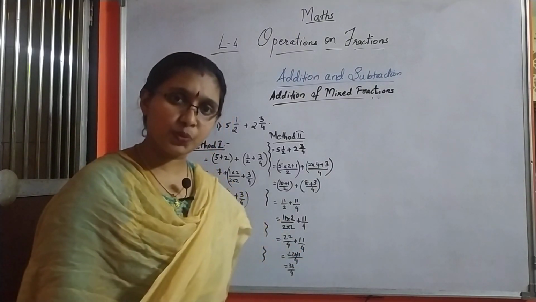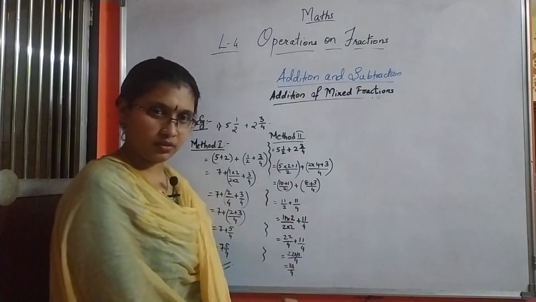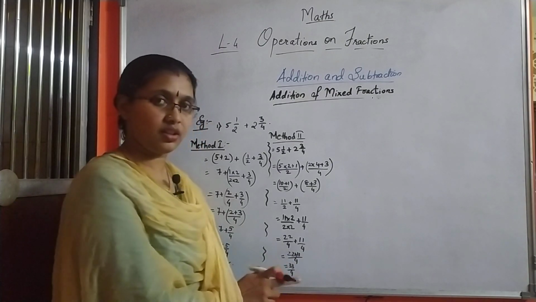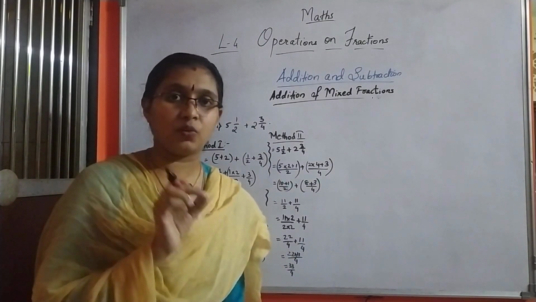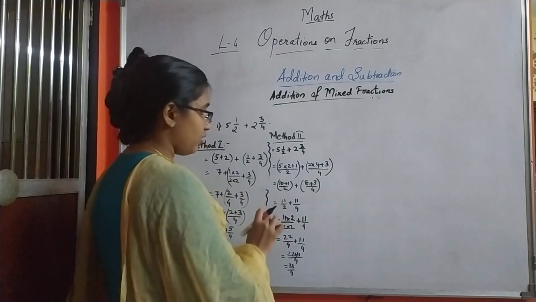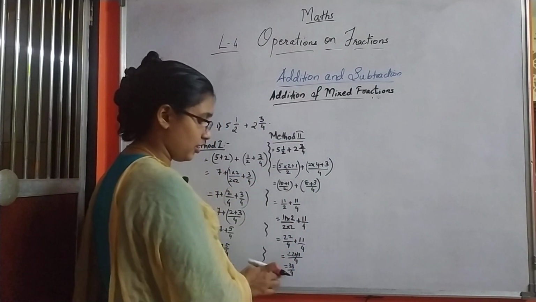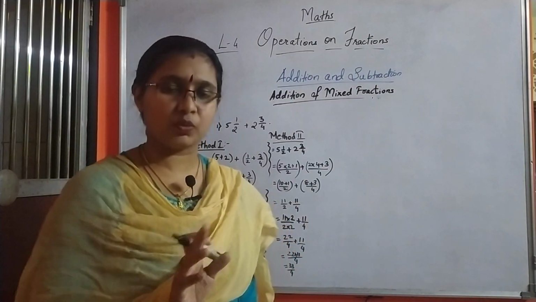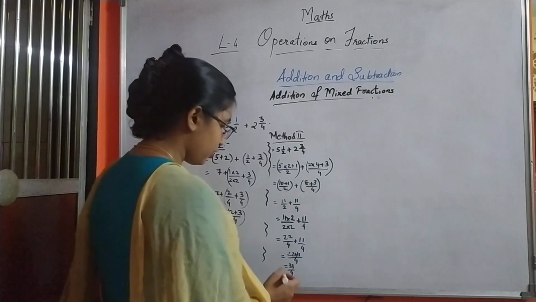But always while adding or subtracting, check whether the answer that we have got is improper or proper. If it is a proper fraction, leave it as it is. If it is an improper fraction, that means where the numerator is greater than the denominator, please convert it into a mixed fraction. It is a must. If you get the answer by adding or subtracting as an improper fraction, please convert it into a mixed fraction. If it is a proper fraction, leave it as it is. So here it is improper.